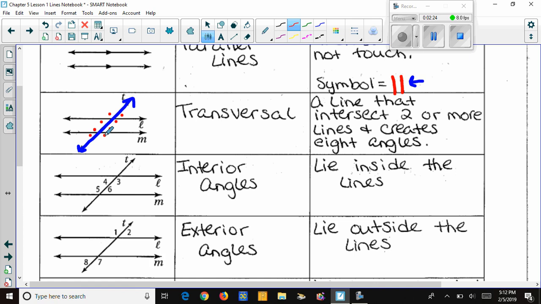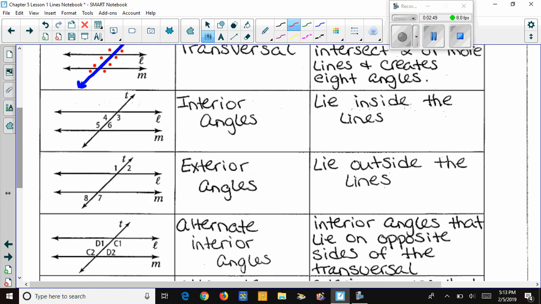Next, we have interior angles. If you see in the picture to the left, it has 3, 4, 5, and 6 labeled. They are angles that lie inside the lines. So interior means inside. Then we have exterior angles, which in the picture on the left are labeled as 1, 2, 8, and 7. And those are angles that are outside the line. Exterior means outside.